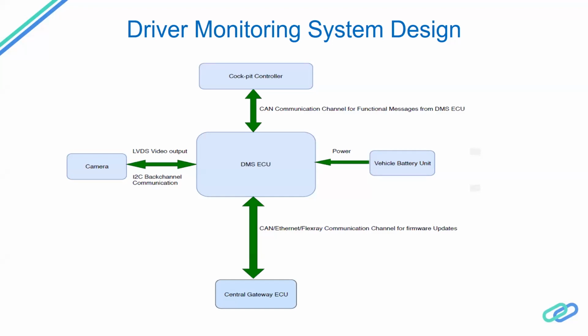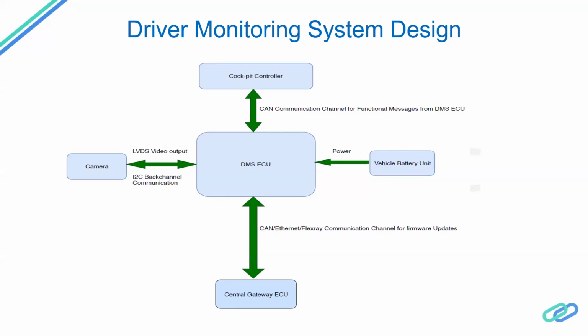I2C is a back channel communication, a connection between the DMS ECU and the camera, where certain diagnostic or control commands are sent from the ECU to the camera for performing certain diagnostics applications.